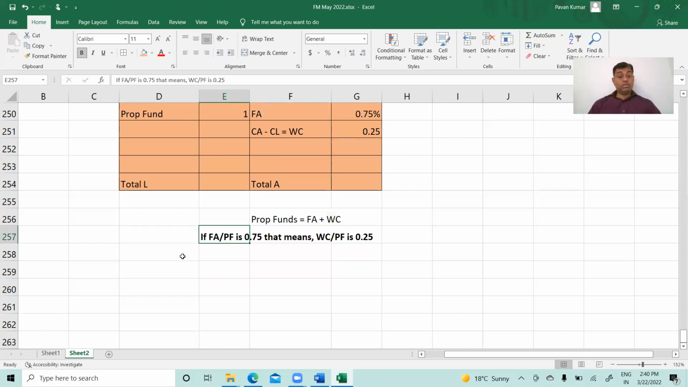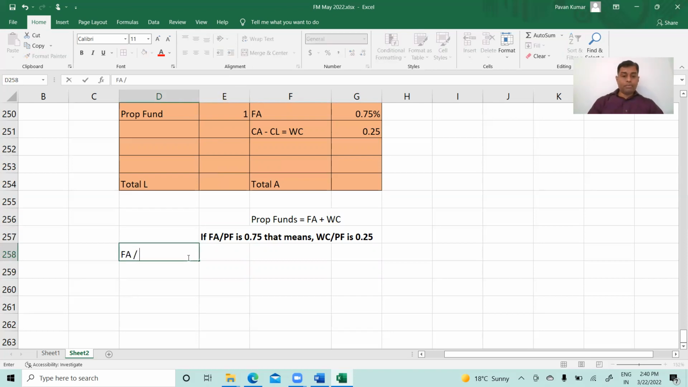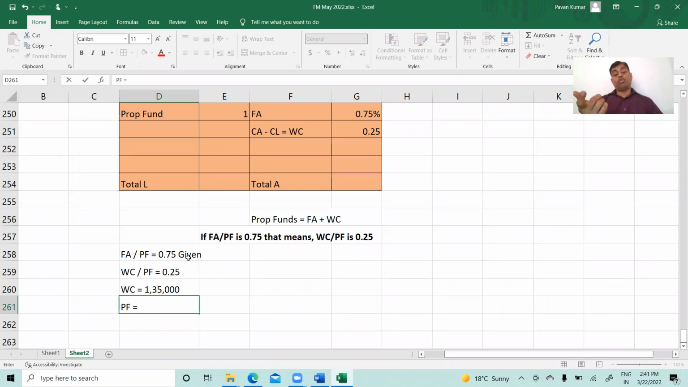Okay, now fixed assets by proprietor fund is equal to 0.75, given. That means working capital by proprietor fund is equal to 0.25. Working capital is already 1,35,000. So can you calculate proprietor fund? Therefore, proprietor fund is equal to, by way of transposing, working capital divided by 0.25. So it is 1,35,000 into 4, which is 5,40,000.